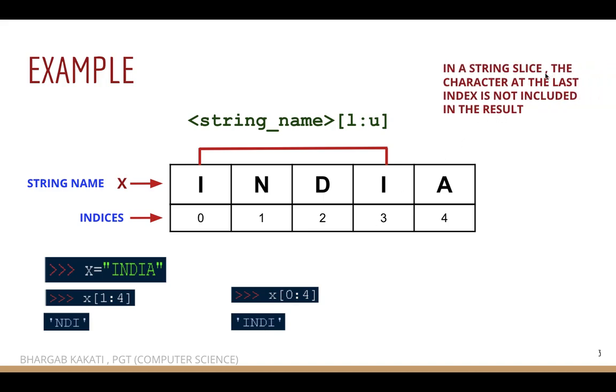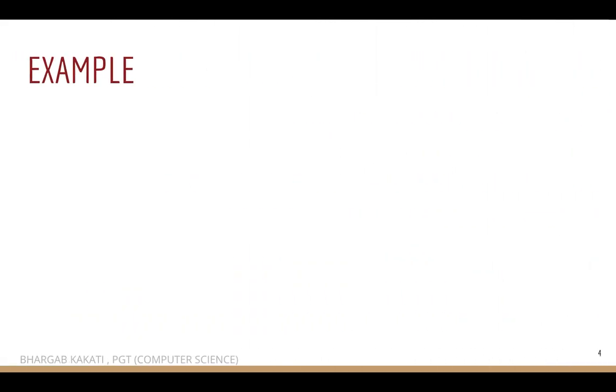In a string slice, the character at the last index is not included in the result. As I have already repeated many times, the last index character will not be included here. If I look at the latest example, what was the character at the last index? It is A, but has A come in the answer? A has not come in the answer. So always remember, when we do string slicing, the upper limit is not displayed. The character one lower than the upper limit will be displayed.